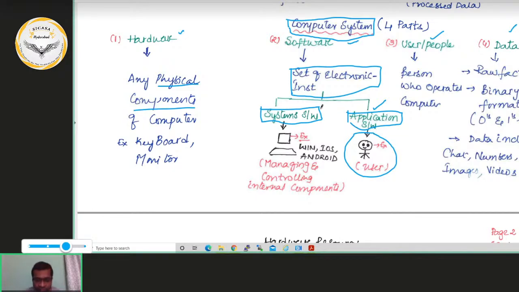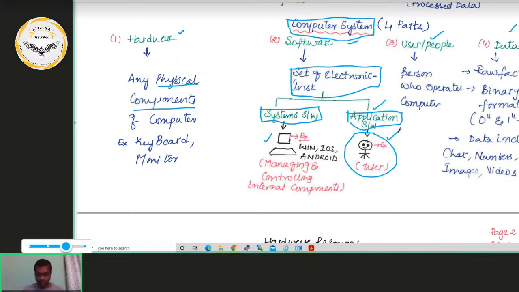So what do you mean by system software? A software which is used by a computer is called a system software. What do you mean by application software? A software which is used by the user is called an application software. So you need to have a basic idea of this particular classification.